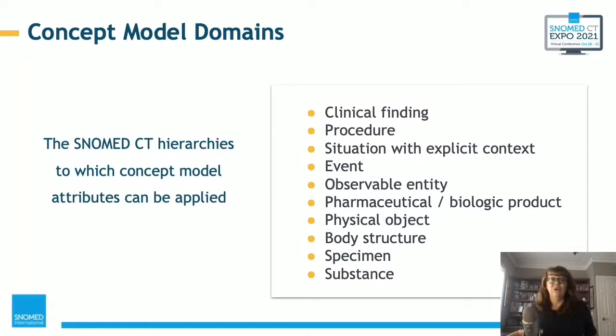In the case of laterality, even though laterality can be applied to any body structure, it's recommended that you only apply laterality to members of the lateralizable body structure reference set, which contains body structures that can have a left one and a right one, like the kidney structure, where you can have a left kidney and a right kidney.